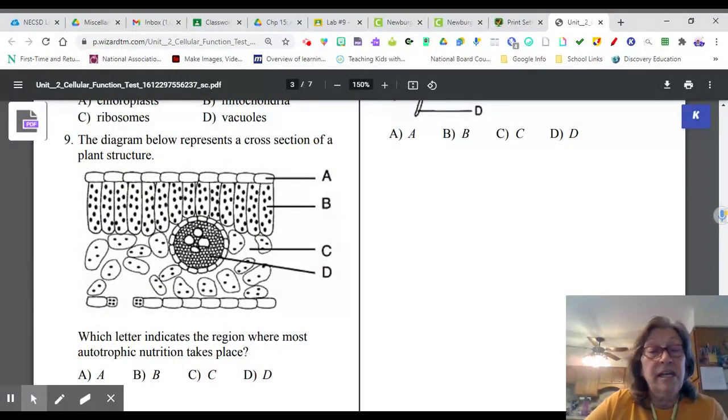Question number 9. The diagram below represents a cross-section of a plant structure. Please take note of A, B, C, and D. Which letter indicates the region where most autotrophic nutrition takes place? Is it A, B, C, or D?